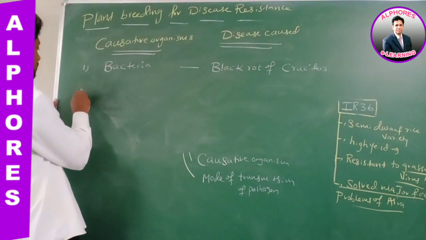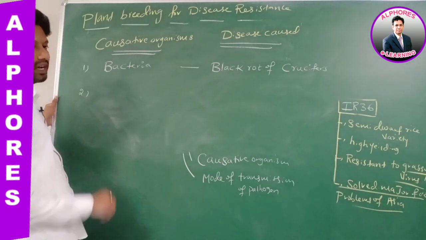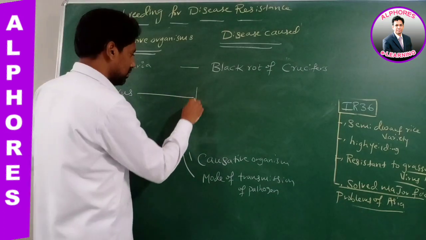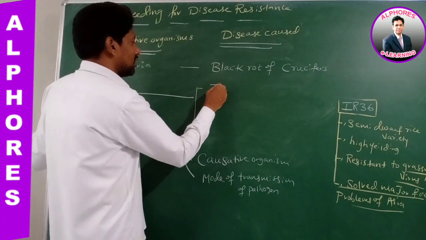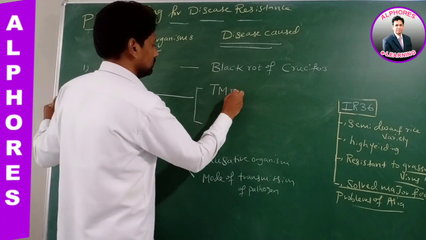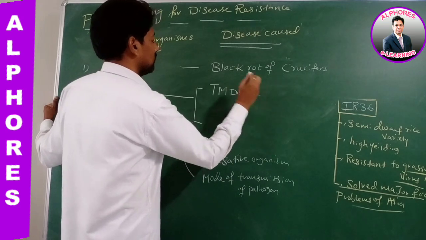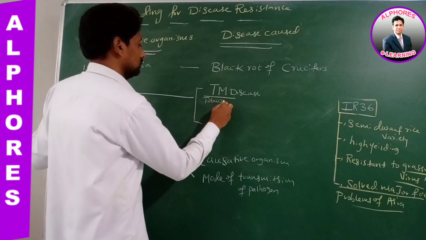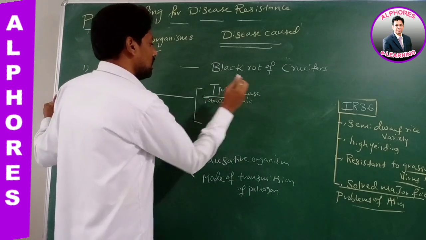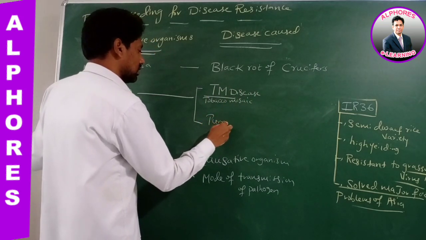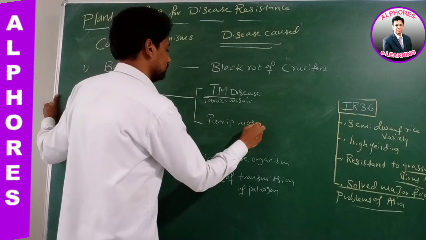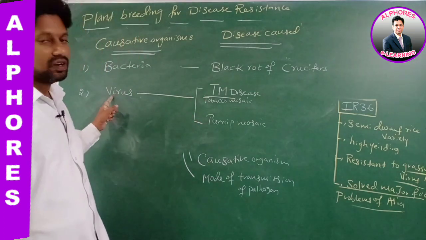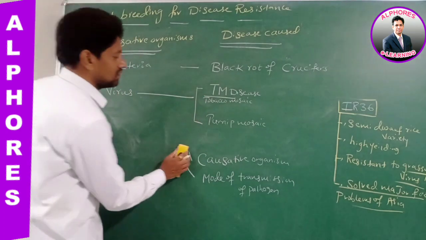Next, number two: diseases caused by virus. Number one, tobacco mosaic disease. And the second one is turnip mosaic disease. Tobacco mosaic disease and turnip mosaic disease are caused by virus. Now go for the third pathogen.